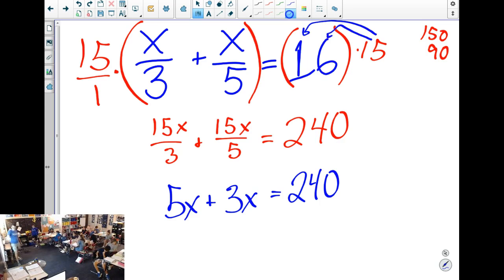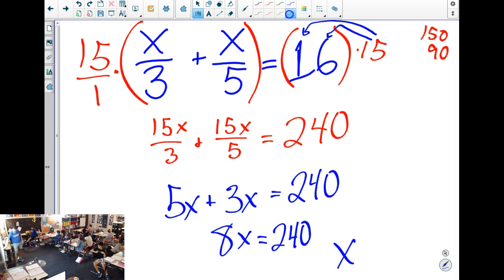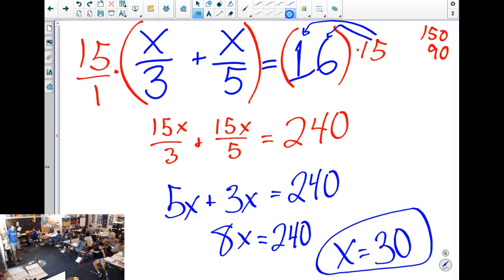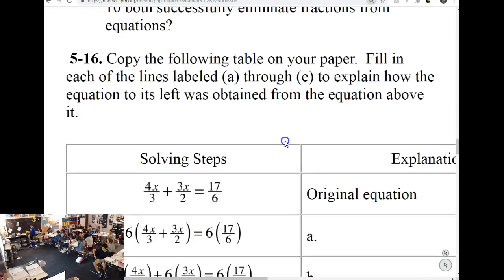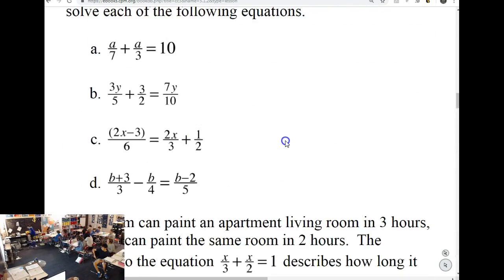But then we can add the x's. Hannah's happy. After we divide, what do we get? X is 30. Those same skills that we just practiced with both the fractions and the decimals would carry through as we did problems like this.